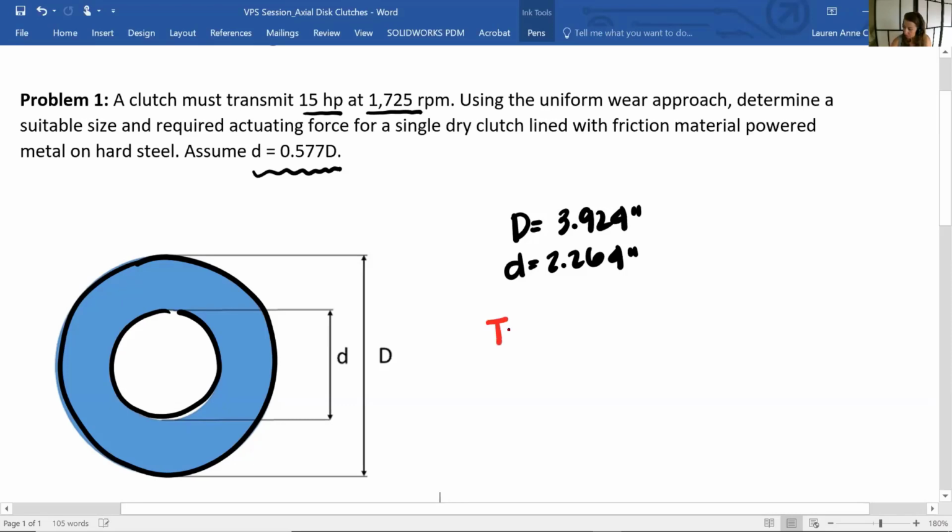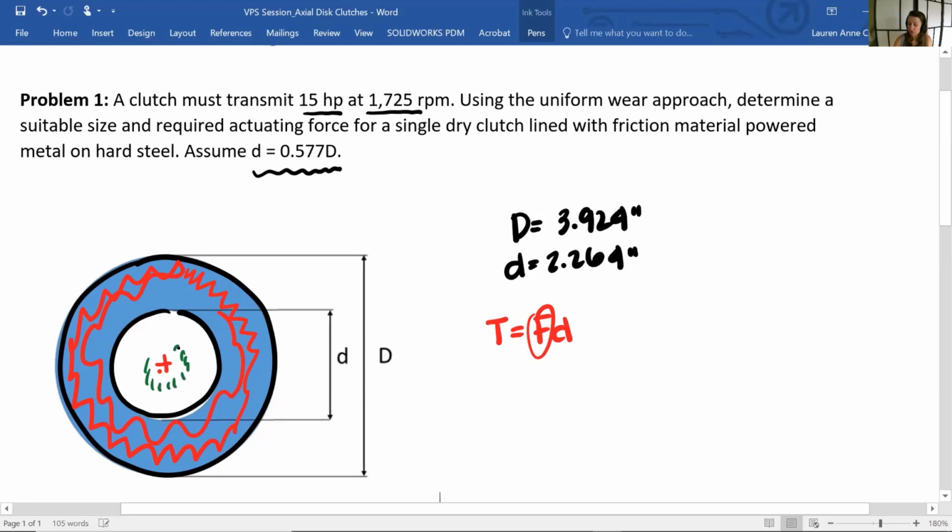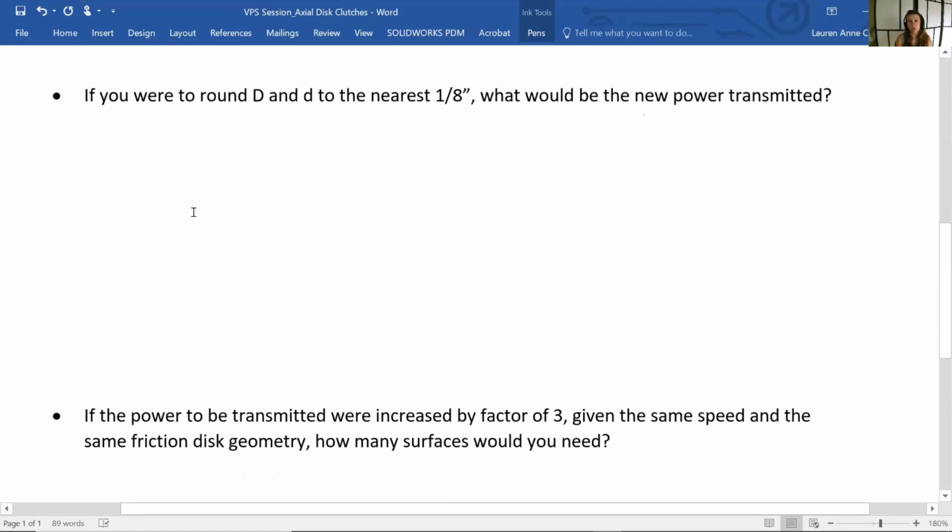We know torque is force times distance. So for a given normal force, if F is held constant, torque is going to increase the further we are from the axis of rotation. So the material in the blue donut shape is what's going to transfer more torque. Friction material close to the center of rotation, or the axis of rotation, wouldn't be that helpful; it would transmit some torque, but not as much as the friction material further away. Moving on, if you were to round big D and little d to the nearest 1/8 of an inch, what would be the new power transmitted?